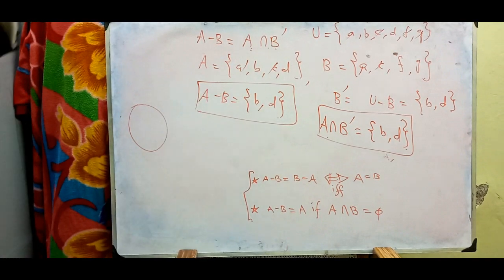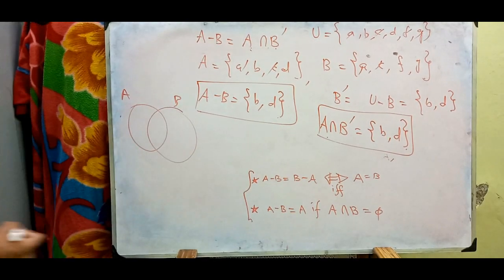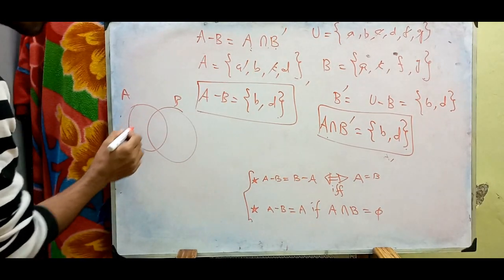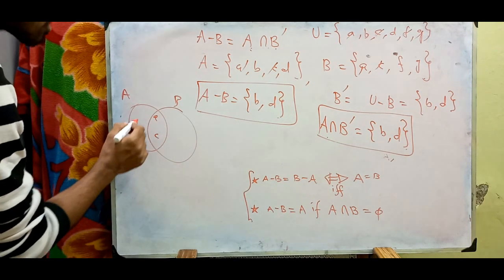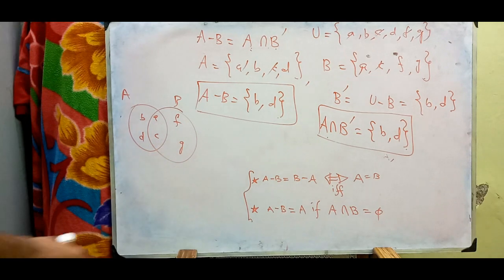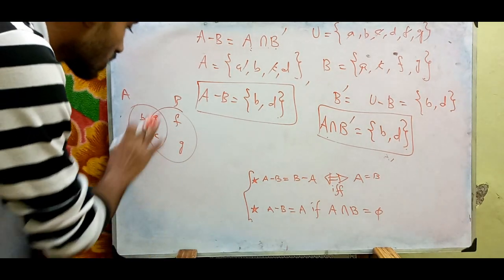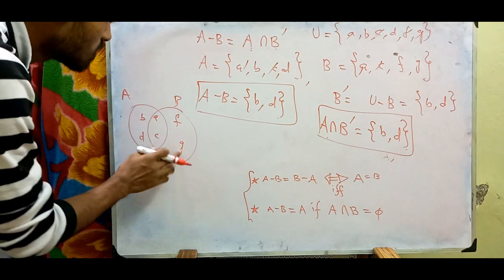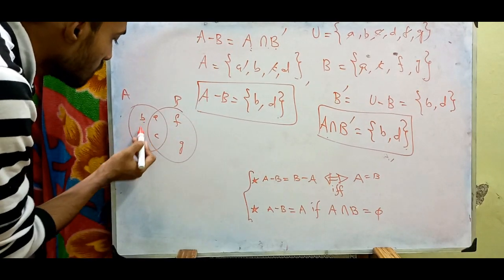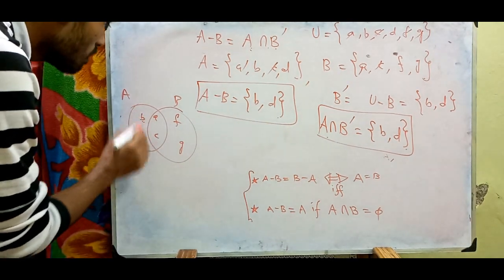See, in A and B, right? So this is A and this is B. In A we have a, c, b, d, right? Then f and g. Okay, so if we remove the B part here alone, a, c, f, g, b comma d is the only element that I got.